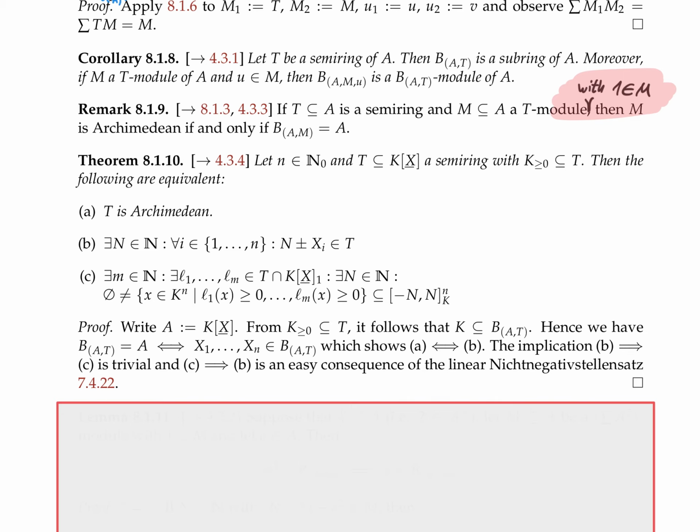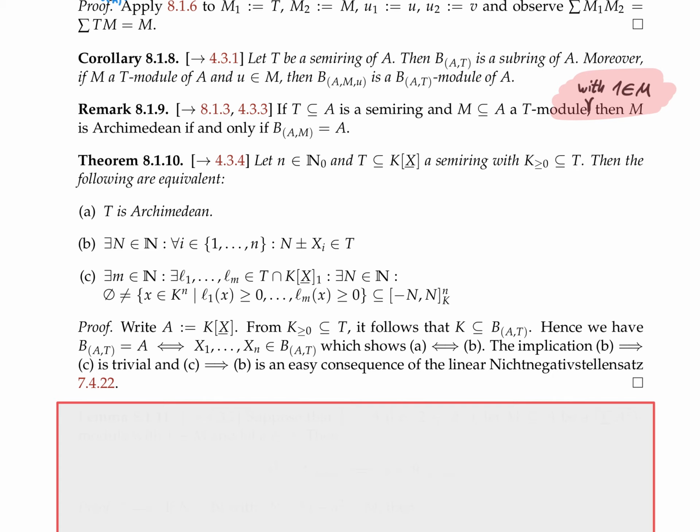Implication B to C is trivial. Just take m equal to n and take for the Li's the n plus minus xi. And C to B, okay, by the way, this bounded polyhedron, I didn't say this should be non-empty, that's also important.